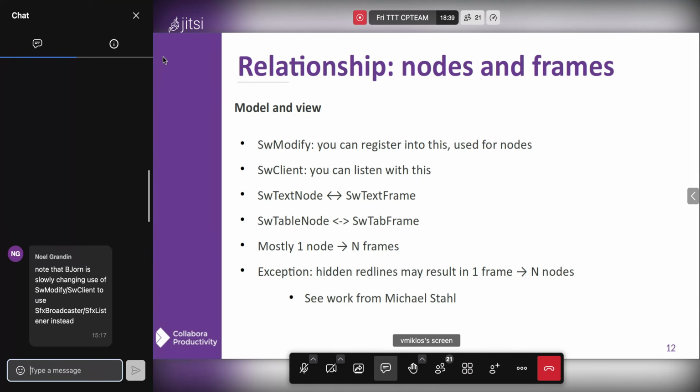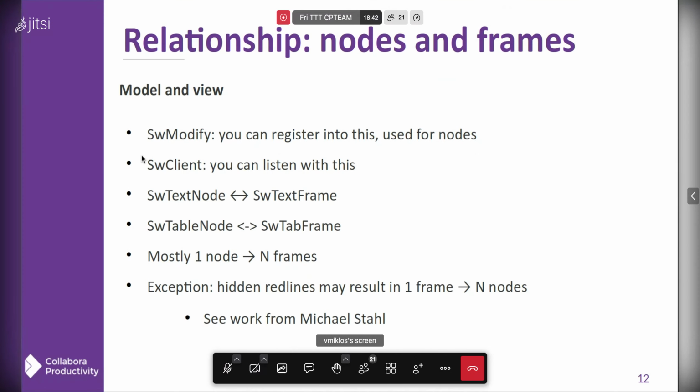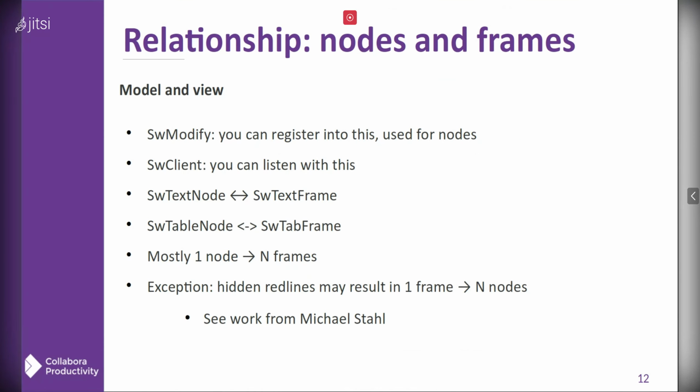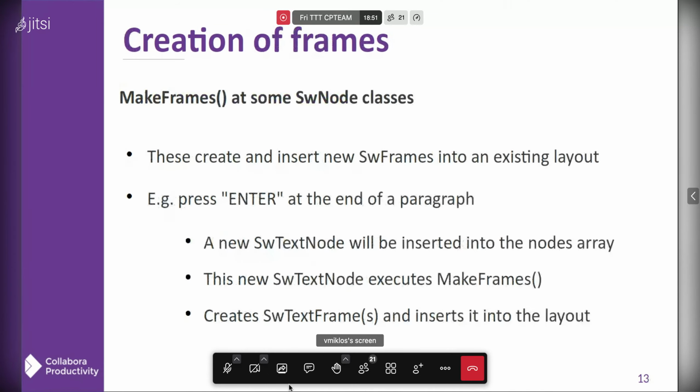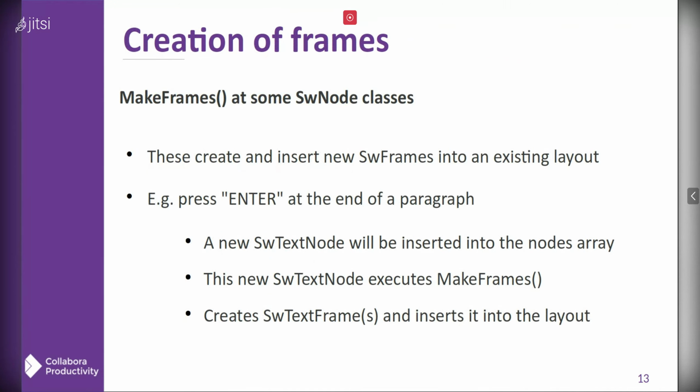Initially, when you just open the document, the importer will create a document model for you, and then the importer is done. It hands over the execution flow to the layout. So how is that happening? The node classes are responsible for creating the matching frames. For example, you press the enter key at the end of the paragraph, then you create a new node, and the new node will have its MakeFrames member function executed, and that creates the SwTextFrame or text frame instances, depending on how many of those are necessary, and it will try to insert them at the right part of the layout.